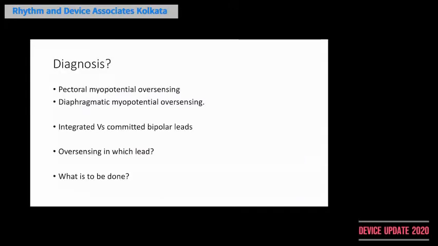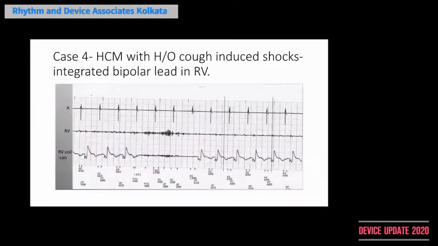So you have to think whether it is a pectoral myopotential oversensing or a diaphragmatic one. I have already discussed it is more with an integrated lead than a dedicated bipolar lead, the integrated bipolar lead having a larger antenna. And we have to see oversensing is in which lead. Here the lead is RV. And what is to be done? Usually an RV lead will have diaphragmatic oversensing, also suggested by the cough.